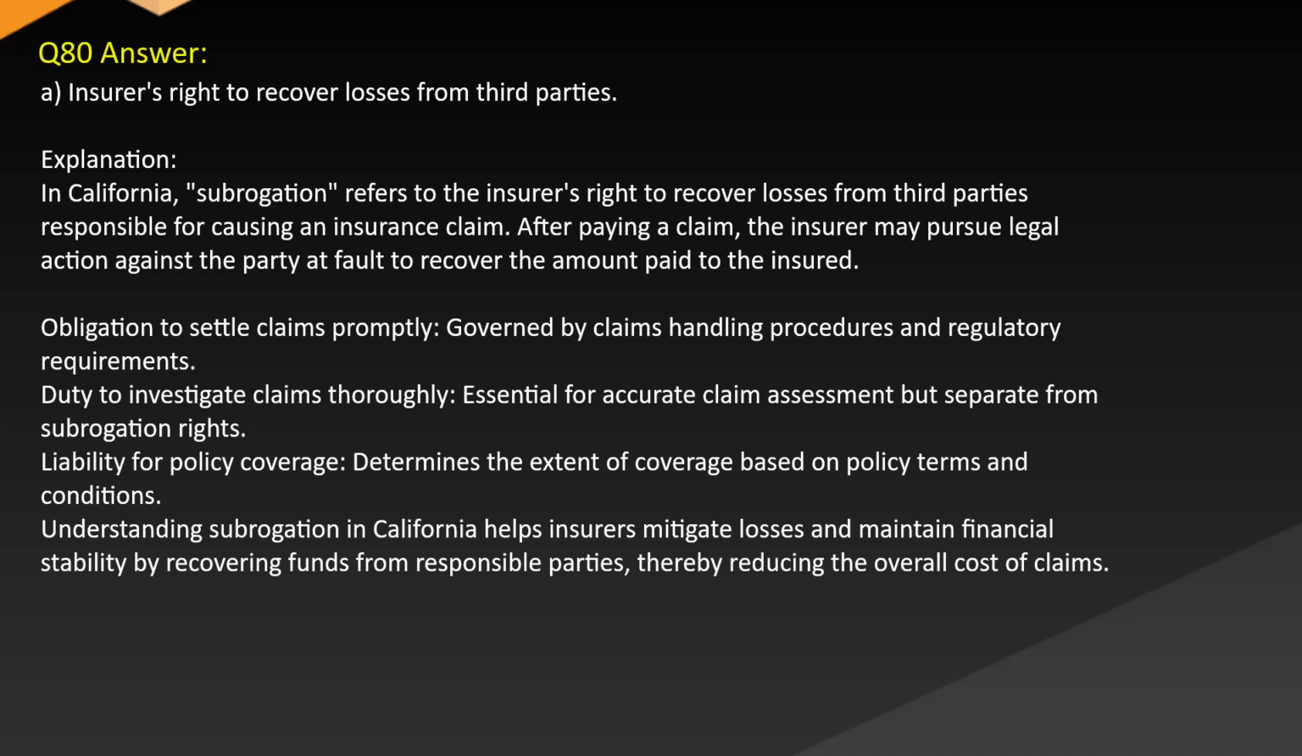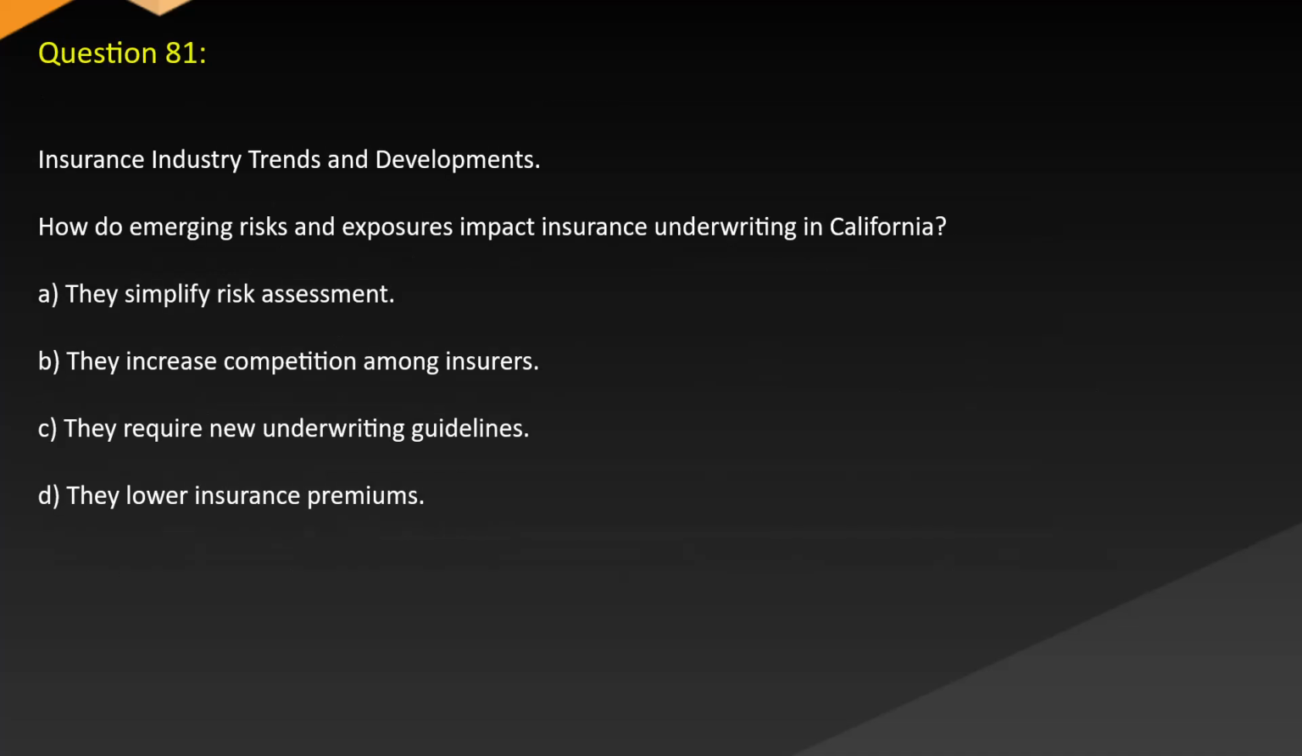Duty to investigate claims thoroughly is essential for accurate claim assessment but separate from subrogation rights. Liability for policy coverage determines the extent of coverage based on policy terms and conditions. Understanding subrogation in California helps insurers mitigate losses and maintain financial stability by recovering funds from responsible parties, reducing the overall cost of claims. Question 81. Insurance industry trends and developments.